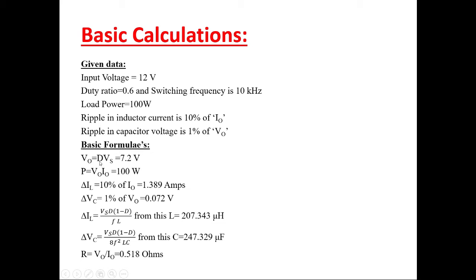These are my basic formulas. V naught equals d Vs. So from the given data, you can substitute all the values and get V naught, and from the power balance equation we can get the I naught value. After finding the I naught value, you can find the ripple in inductor current and the ripple in capacitor voltage.